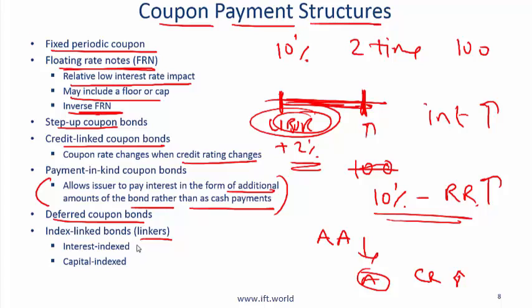Index-linked bonds, also called linkers, generally these are bonds that are linked to the inflation rate, and mostly it is the CPI, though in some countries it could be some other index. With index-linked bonds, broadly speaking, there are two major subcategories. One is interest indexed, where we say that the coupon rate is adjusted based on inflation, and the other is capital indexed, where the par value is adjusted based on inflation. And in the examples, we actually look at relevant scenarios.